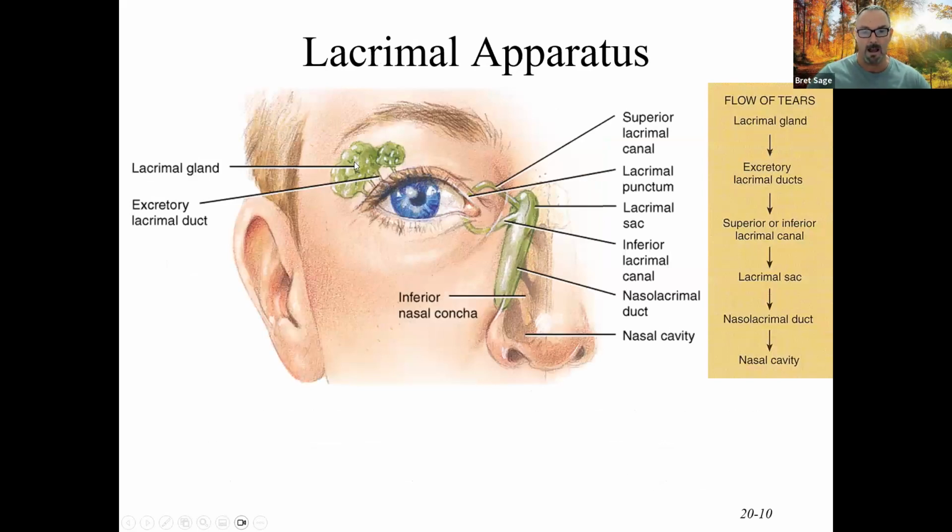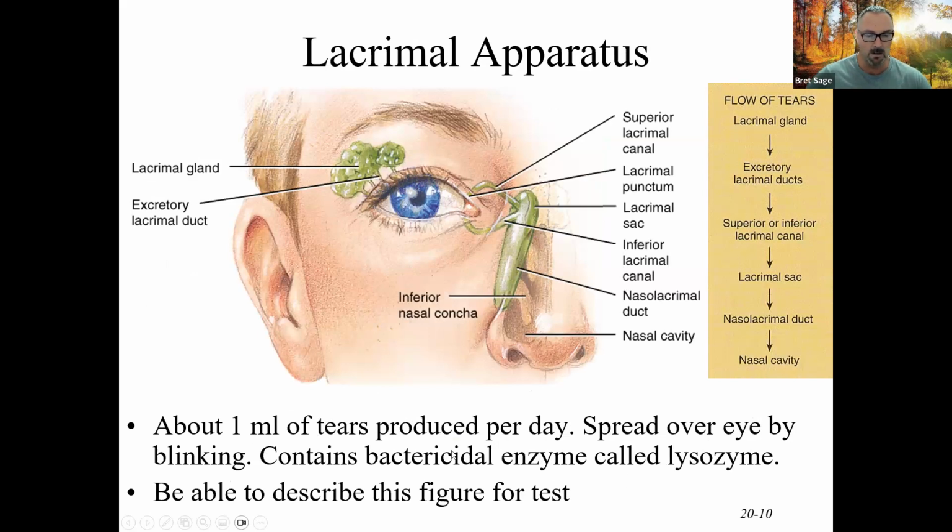The lacrimal apparatus is what's shown here in green. About 1 milliliter of tears is produced per day. They're spread over the eye by blinking. Tears contain a bacterial enzyme called lysozyme. I mentioned that. It's one of the reasons why we generally don't get eye infections when we're old enough. Newborn kittens get this more often because they're not producing much lysozyme until they get a little bit older and they can start killing the bacteria.